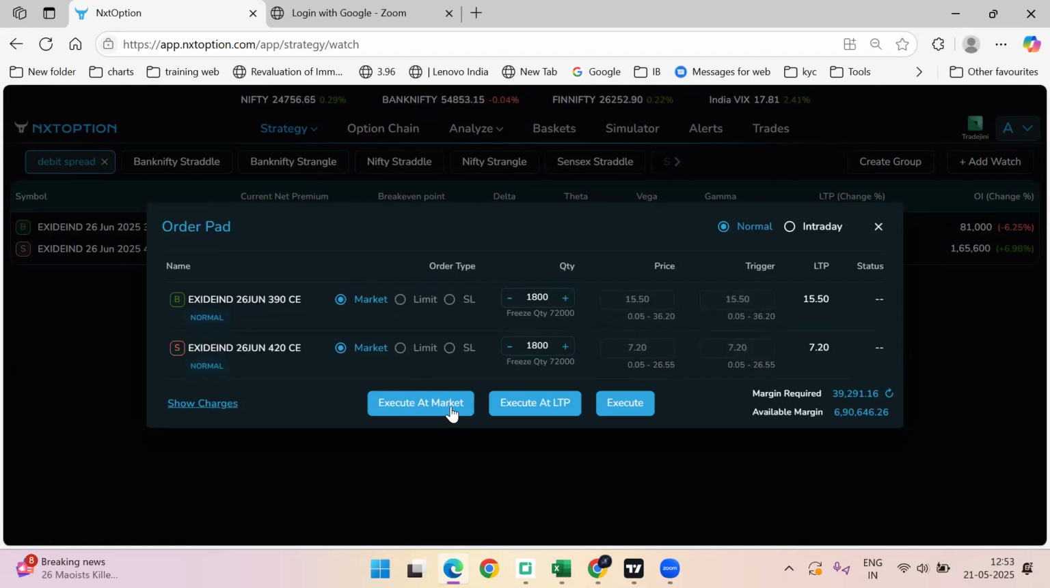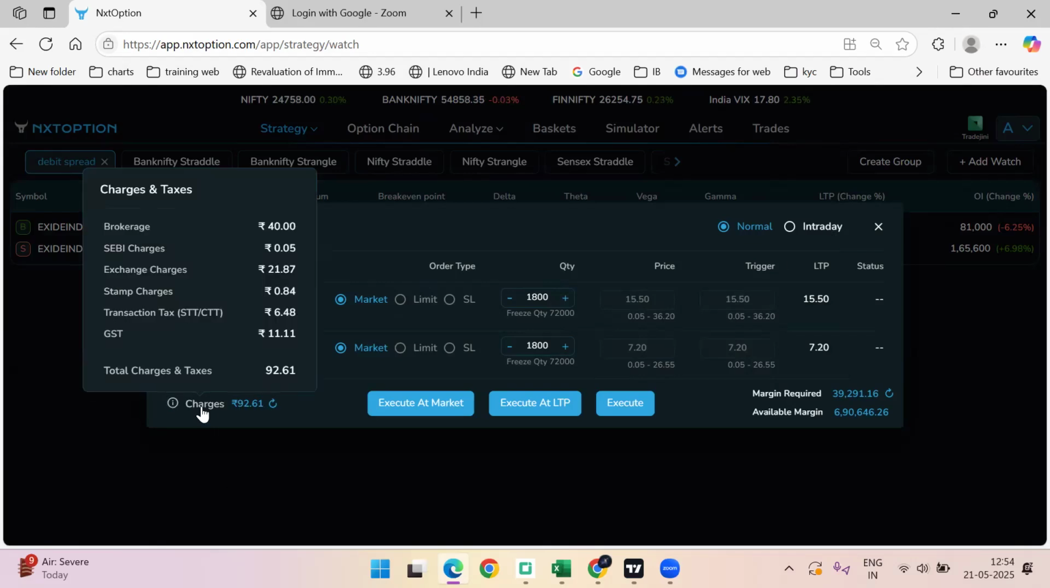Now you can see I have a choice to execute using a market order. That means irrespective of the premium, it will get executed. Or else I can execute at the last traded price, which would again be a limit based order. So I can execute at market, at LTP, last traded price, or at a limit order. And you can also attach normal order and intraday. Intraday, by the end of the day, you have to reverse the position.